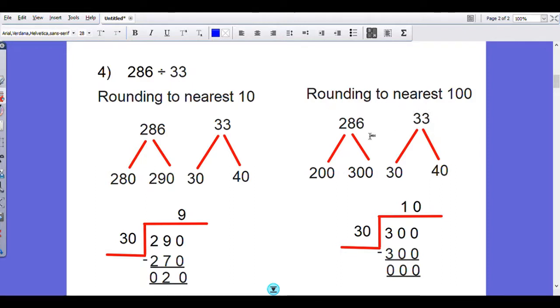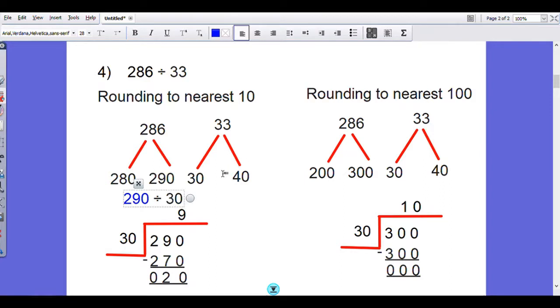both answers are correct. So 286, if rounding to nearest 10, it is in between 280 and 290. Yes student, that means much closer to 290. Now it will become 290. And 33 is between 30 and 40, that means closer to 30.